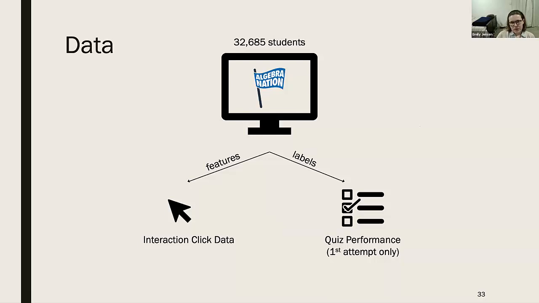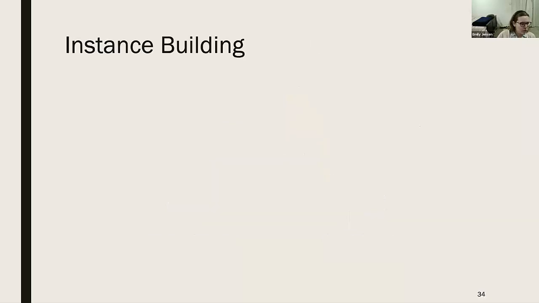So in order to predict those quiz labels, we have our interaction click data as the features that we're putting into these models. And so the reason why we chose these is that they're really scalable. So we can use them on a really large platform. Like we said, we're looking at 32,000 students and they don't require any extra sensors or the like. And so a quick overview of how we build our instances.